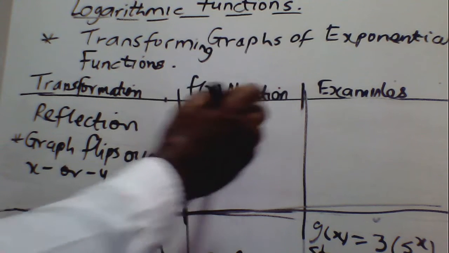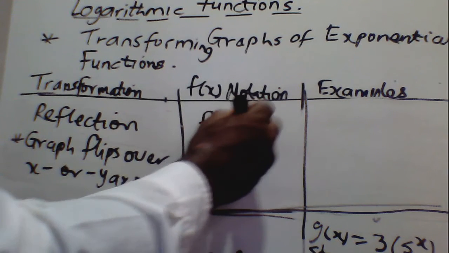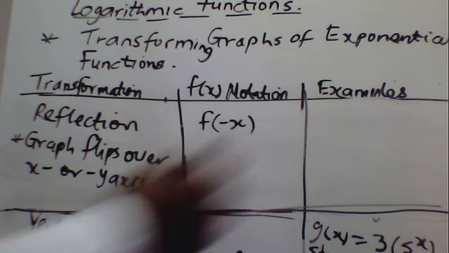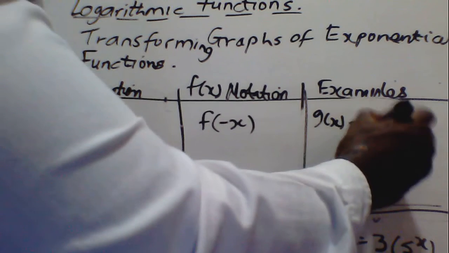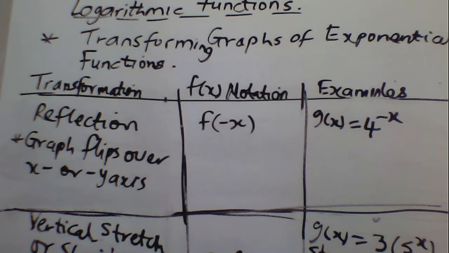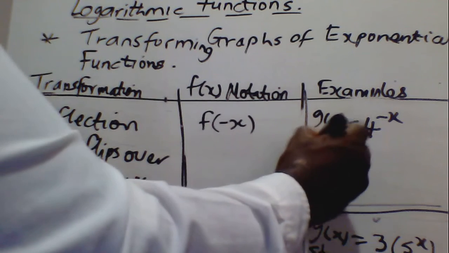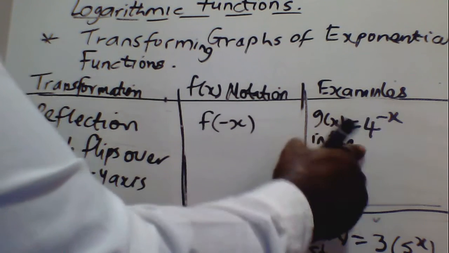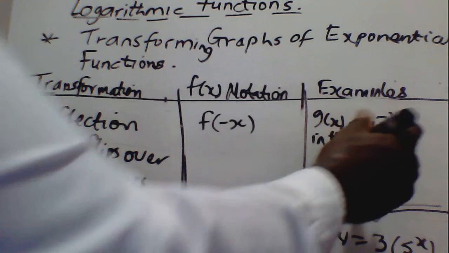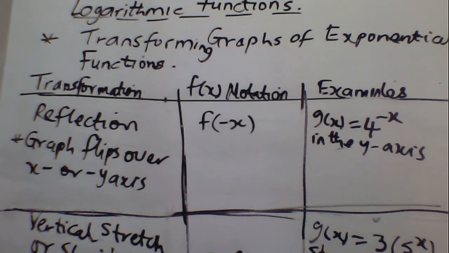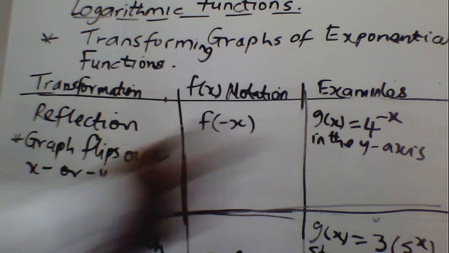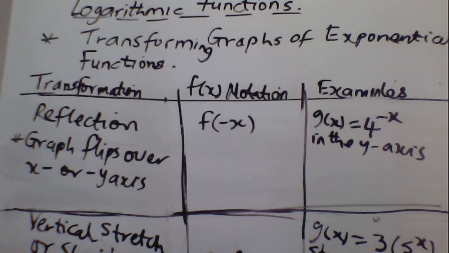The function that represents this is f of minus x. See, this is a close. For example, g of x is equal to 4 raised to power minus x. So this will occur in, it will reflect in the what? Y-axis. It will reflect in the y-axis. Almost the reflection on the y-axis is a reflection to itself. We will not have any change.